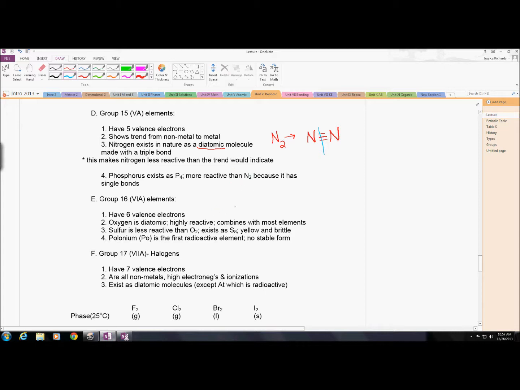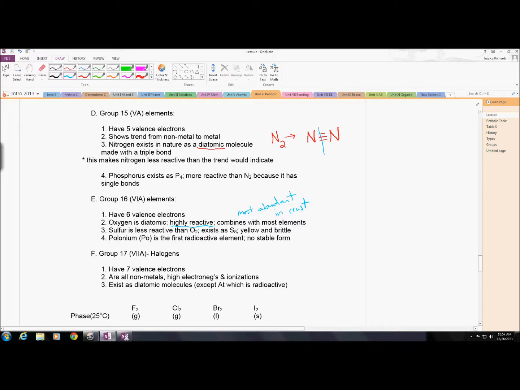Oxygen is also diatomic, but oxygen, on the other hand, is highly reactive. When we talk about reduction oxidation reactions, it's all going to be based on the fact that oxygen tends to make all kinds of compounds. It combines with most elements, so it's the most abundant element in the crust. When you look at our table of polyatomic ions, you find oxygen in almost all of them.